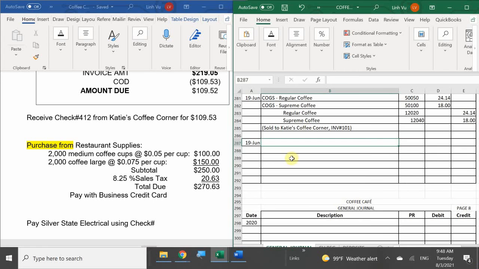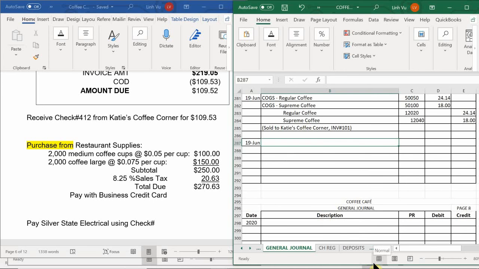All right. So we bought business supplies. Now, when we buy business supplies, it acts as if we're making purchases of assets, right? Because we own those cups as soon as we take them home. So in this case, what should my journal look like? You're going to debit medium coffee cups and debit large coffee cups and credit the Visa. Good.